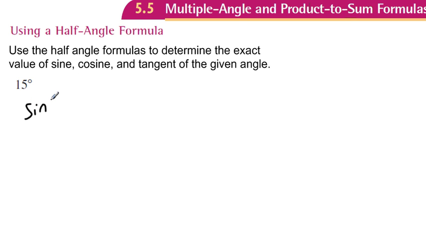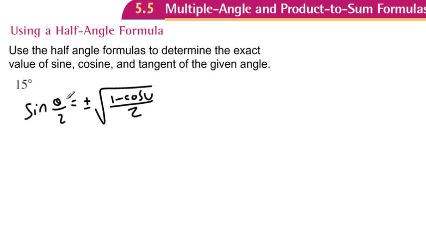All right, so let's first write down the sine formula. The sine of theta over 2 is equal to plus or minus the square root of 1 minus the cosine of theta all over 2. And this sign right here doesn't depend on whether the angle is positive or negative.